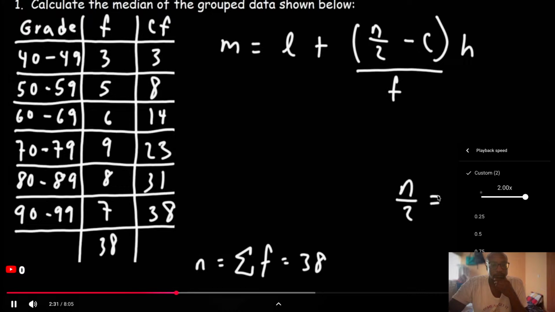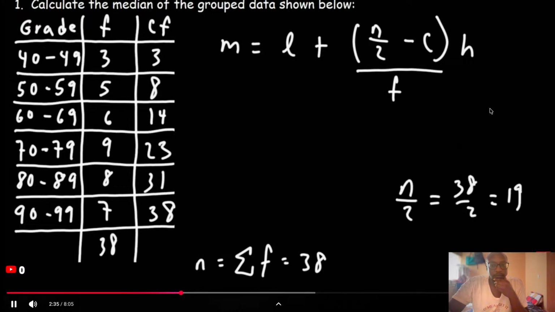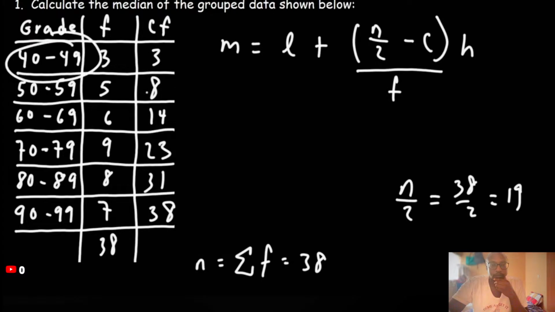Now, if we take n over 2, we get 19. So around the 19th term is where the median should be located. So which interval contains the 19th term? So the first interval has the first 3 terms. The second interval has the 4th term all the way to the 8th term. The third interval has the 9th term all the way to the 14th term. The fourth interval has the 15th term to the 23rd term.